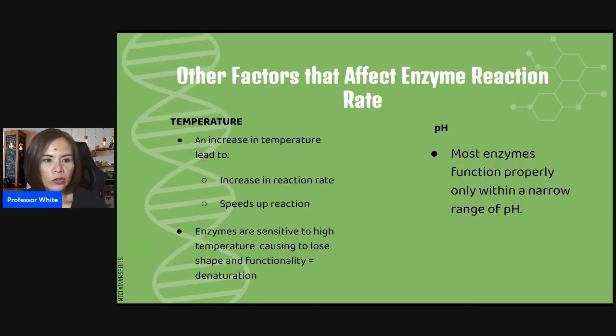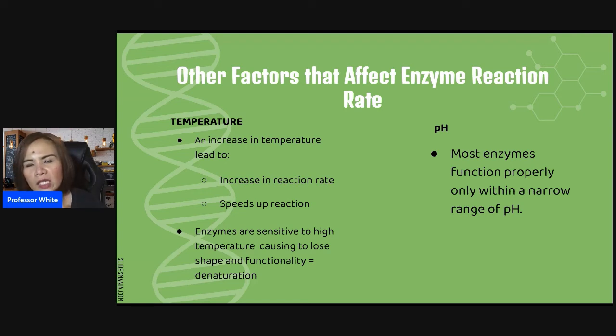Now, in the lab, you're going to take a look at the effect of the change in temperature and pH on the enzyme reaction rate. Generally, in terms of temperature, if you increase the temperature, it can lead to an increase in reaction rate, or you speed up the reaction. Now, enzymes are normally very sensitive to high temperature, causing them to lose their shape and functionality. You call this denaturation.